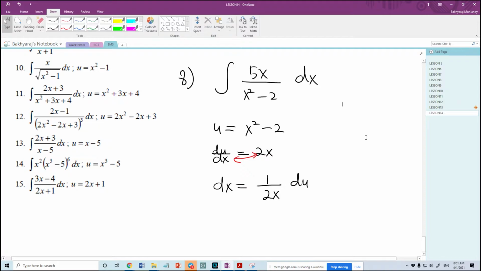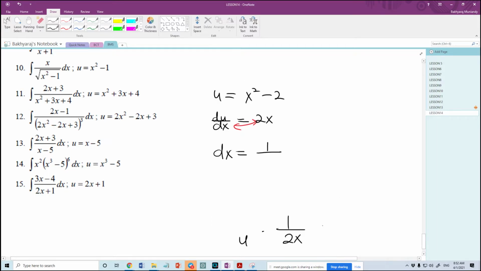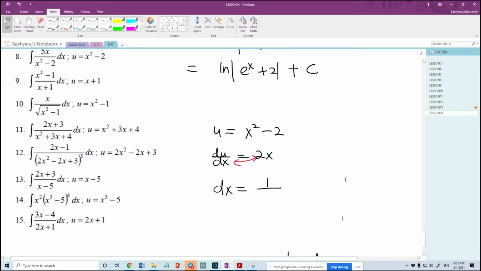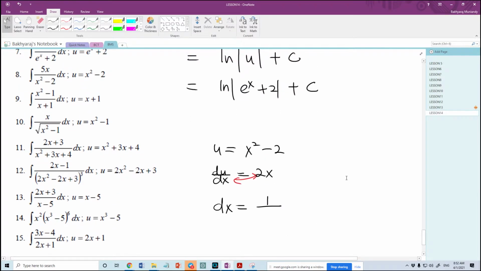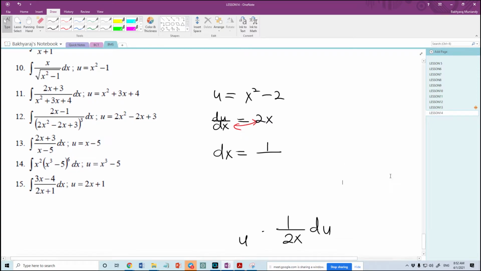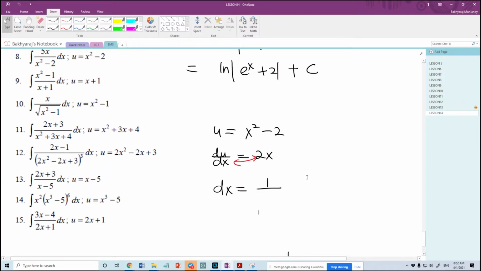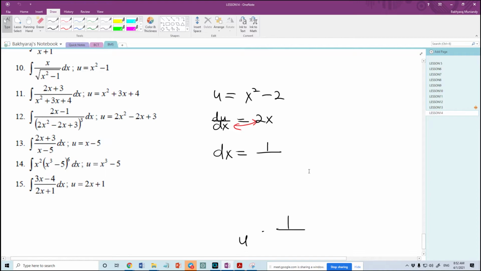Okay, now substitute. Okay, integrate 5x over u, dot, okay, so dx is 1 over 2x du. Okay, sorry for this, yeah, everything gone. I don't know why everything gone. Okay, now I rewrite everything here.